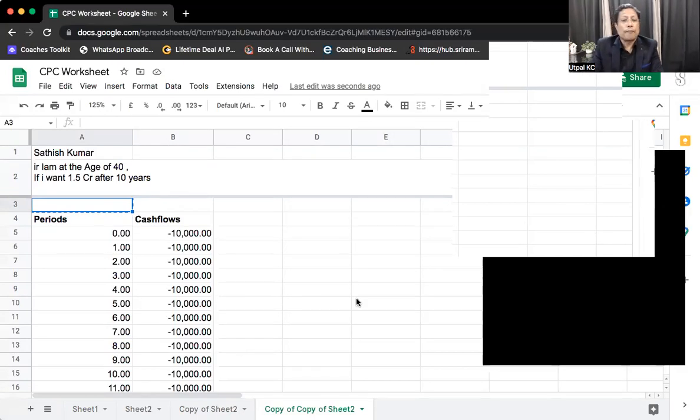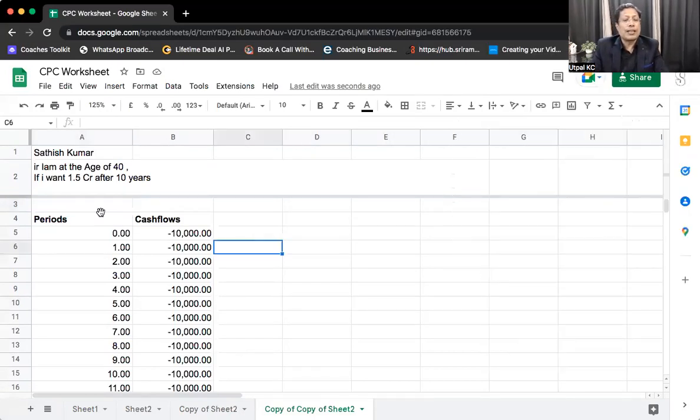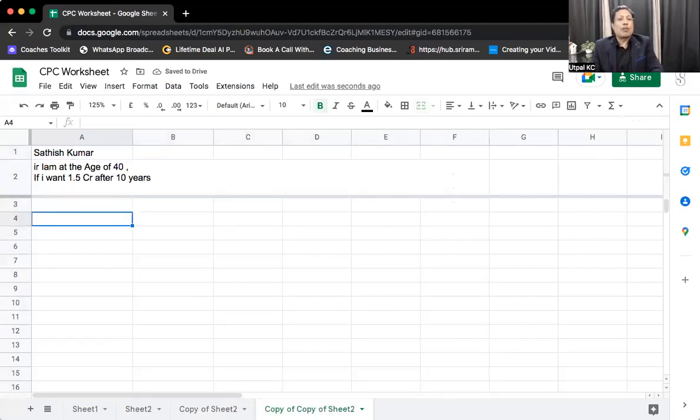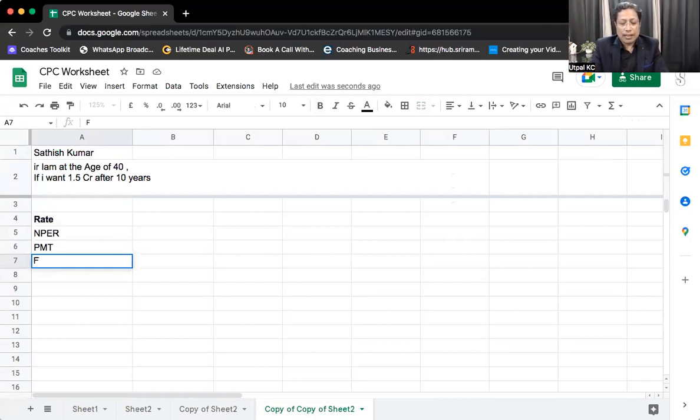Now you see this is the question. This is a goal setting question. Again, we'll discuss in detail on Sunday about this. You are 40 years of age and you need 1.5 crores after 10 years, right? So now we know we have the rate, the NPER, the PMT, the PV and the FV. These are the elements.